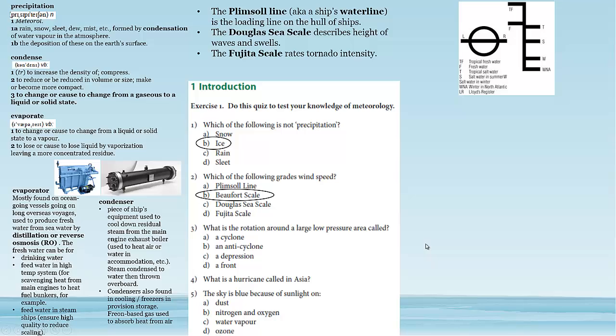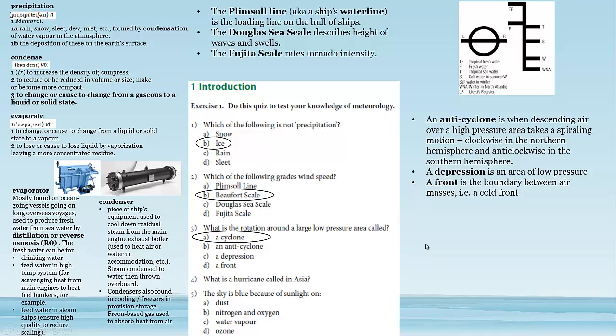Okay, so what is the rotation around a large low pressure area called? That is a cyclone. What's an anticyclone then? A rotation around a large low pressure area is a cyclone. Well, an anticyclone is a descending area over a high pressure area, which takes a spiraling motion, clockwise in the northern hemisphere, anti-clockwise in the southern hemisphere.